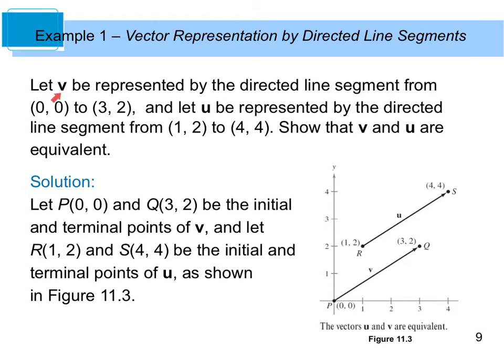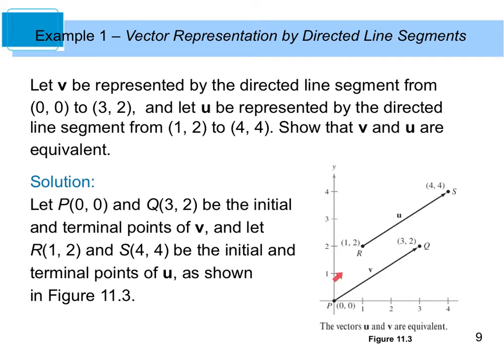All right, so if we have vector V represented by the directed line segment from (0, 0) to (3, 2). So if I go from (0, 0) to (3, 2), that's our vector. And let U be represented by the directed line segment from (1, 2) to (4, 4). And we want to show that they are equivalent. So if I'm going to do that, then I can find V and so I guess one way is the slope and the other way is the magnitude. It depends on which way you want to go first.